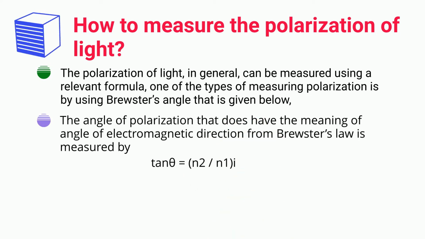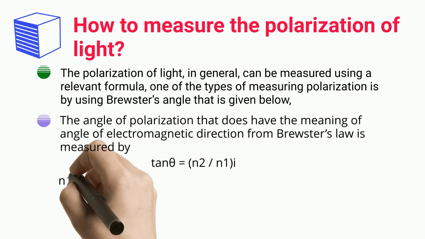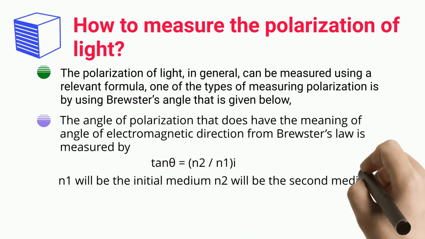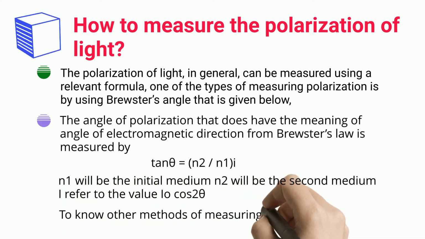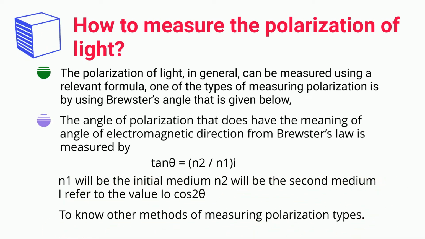tan θ equals n2/n1. n1 is the initial medium and n2 is the second medium. I refer to the value I0 cos² θ. To know other methods of measuring polarization types.